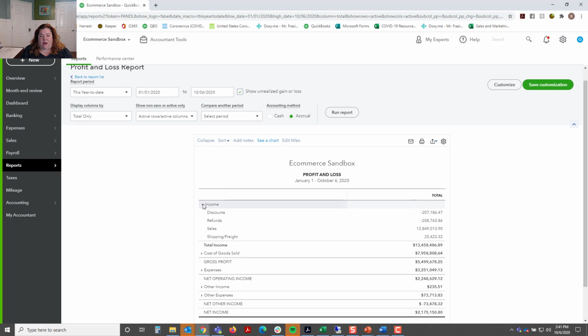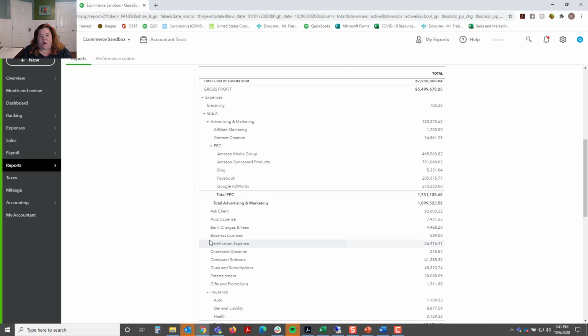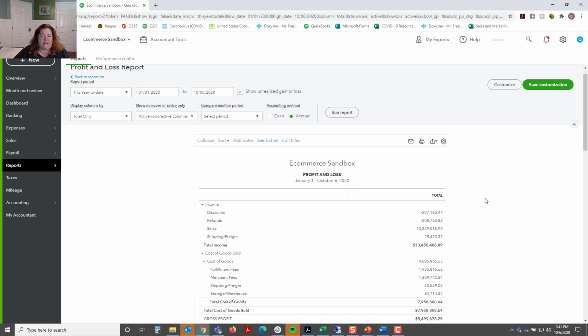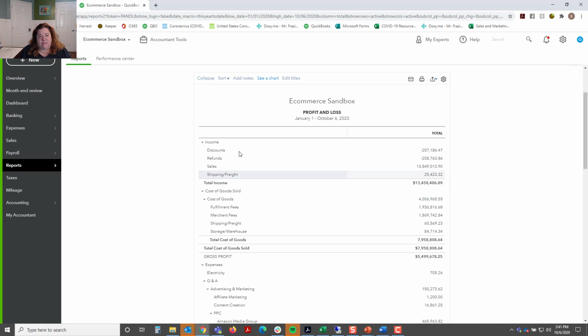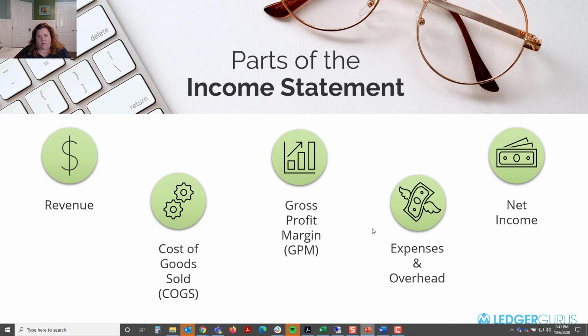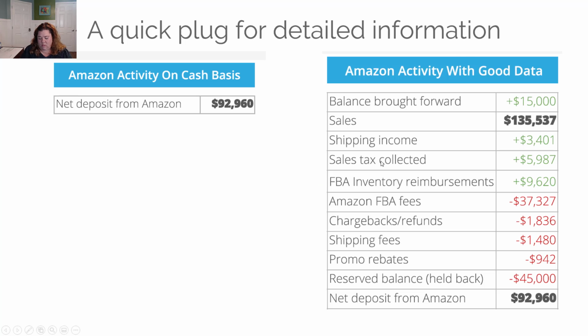Now I'm going to actually break this out bigger because I want to show you some of the things that we consider best practices around setting up your books in a way that gives you the highest amount of visibility. How valuable your profit and loss is to you is really dependent on how effectively you set it up and how accurate you keep the data that's flowing through there. So for example, you see here we have a lot of detail at this income level and we have a lot of detail at this cost of goods sold level. So this brings me back to something I want to show you guys real quick regarding best practices around setting up information for the income statement for an e-commerce business.